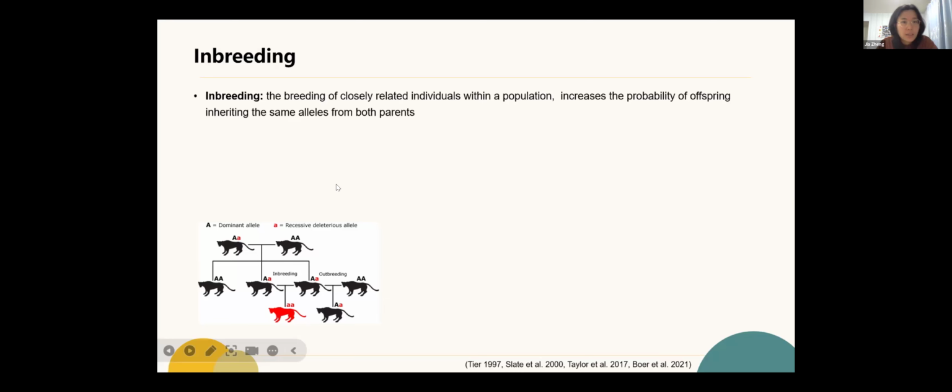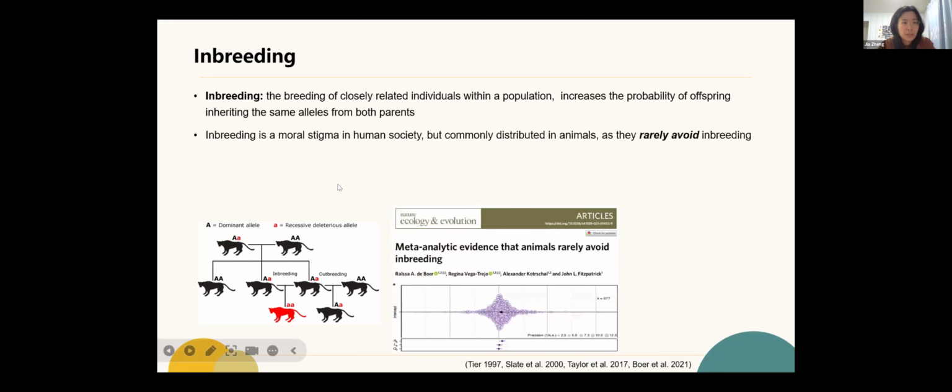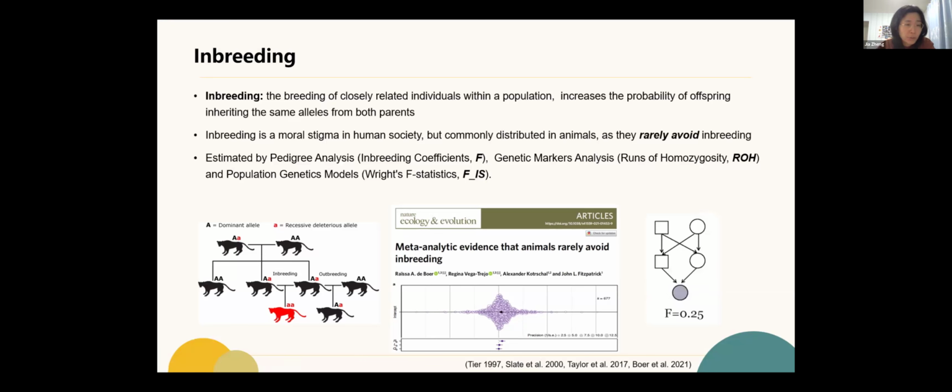And inbreeding is normally a moral taboo in human society, but it is actually commonly distributed in the animal kingdom. And a meta-analysis recently found that animals actually rarely avoid inbreeding. And if you want to estimate the level of inbreeding in a population, there are multiple ways.